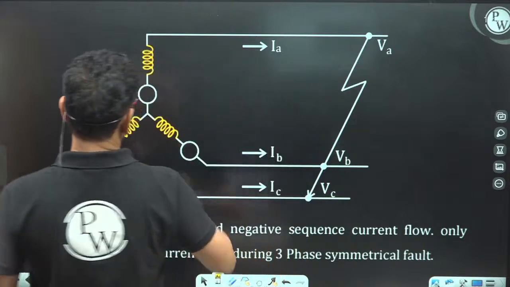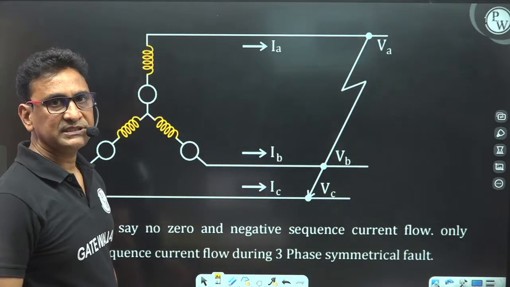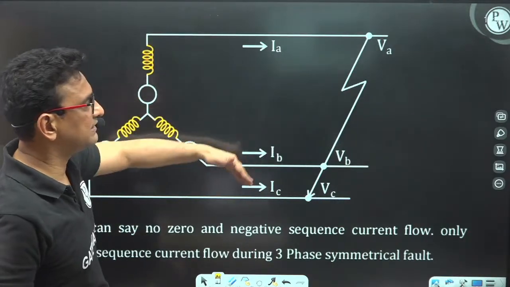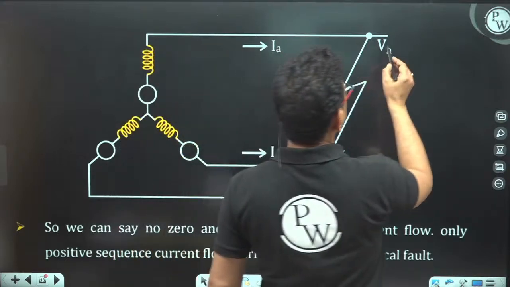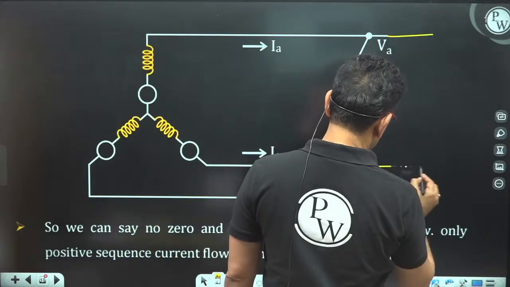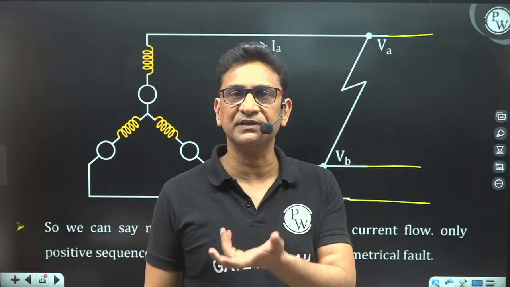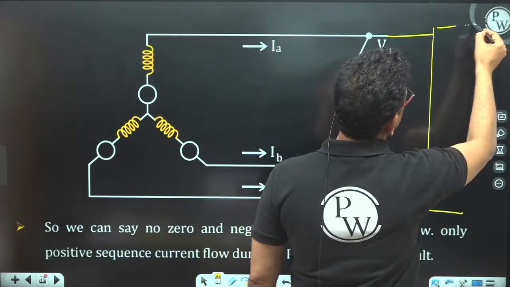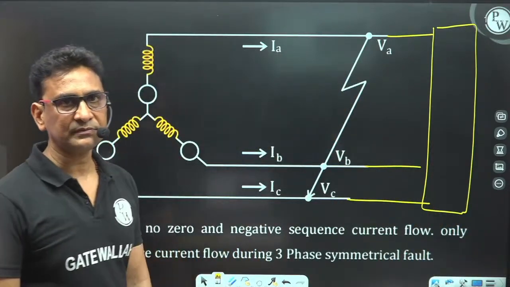Suppose we have an alternator or synchronous generator which is generating three-phase electrical power. We have A phase, B phase and C phase. In normal condition, the three-phase power will be flowing to the three-phase load, or maybe it may be single-phase loads. So we have a three-phase load here. This is our normal condition before occurrence of the fault, you can say.